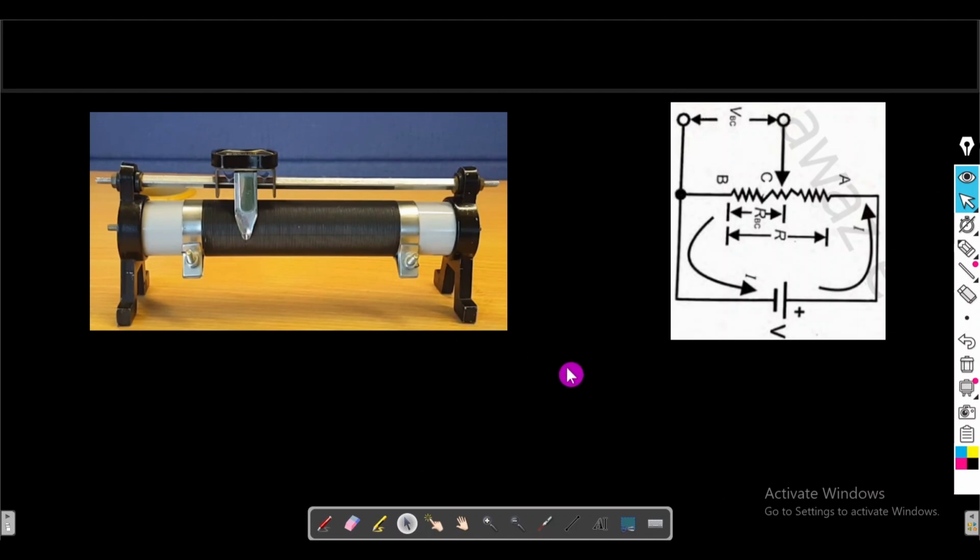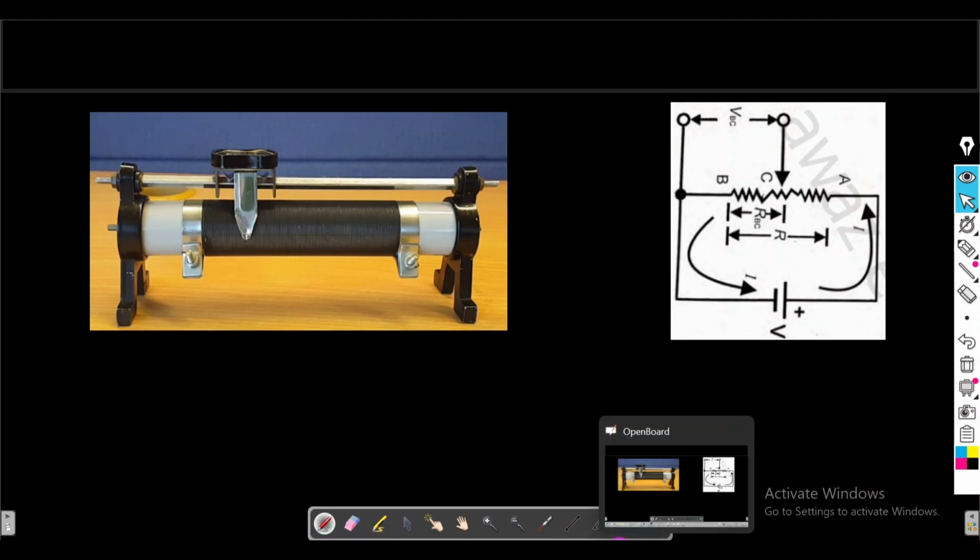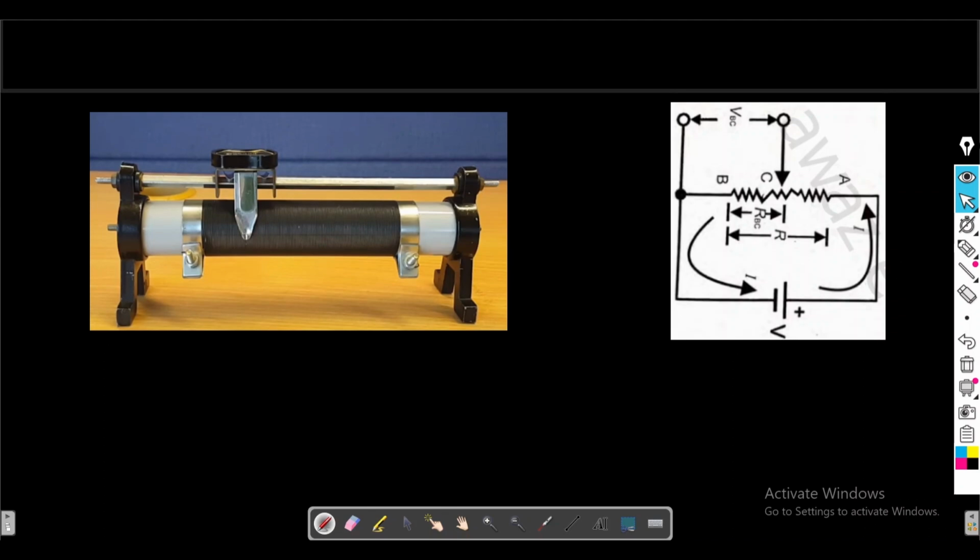Now we will discuss how this rheostat is used as a potential divider. For that we will have a problem statement, and the problem statement in this case is this. We have the LED, as we discussed at the start of this video. This LED requires, let's say, a 3 volt battery. This is a 3 volt LED.